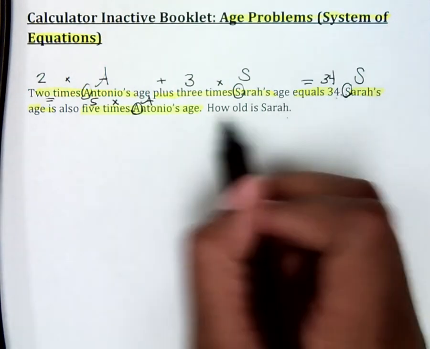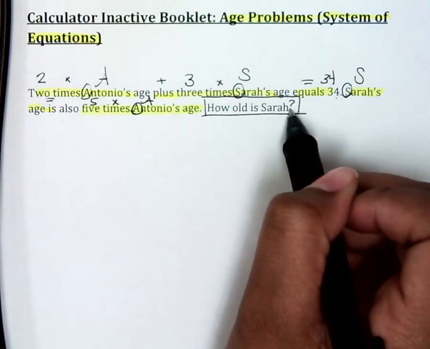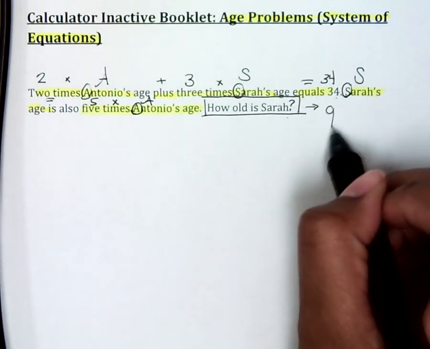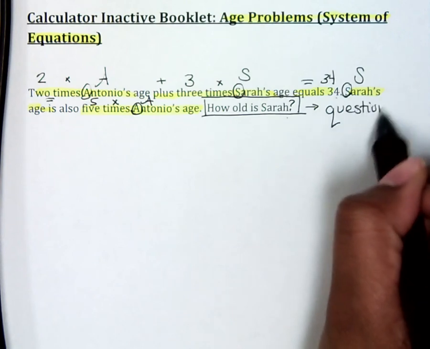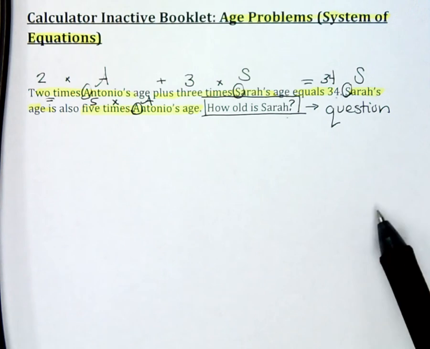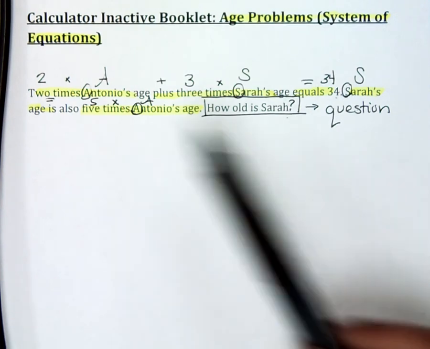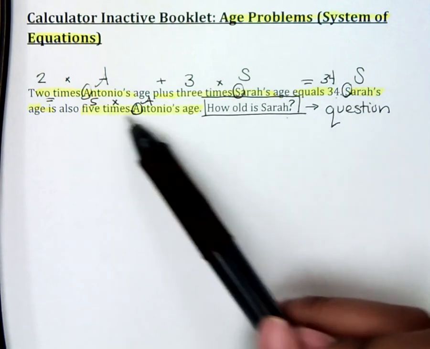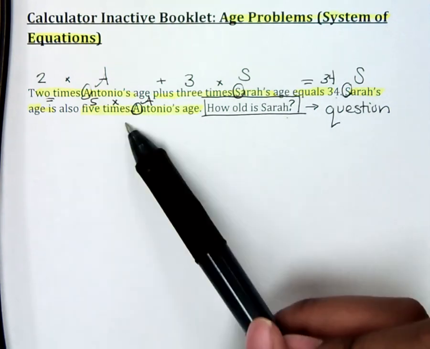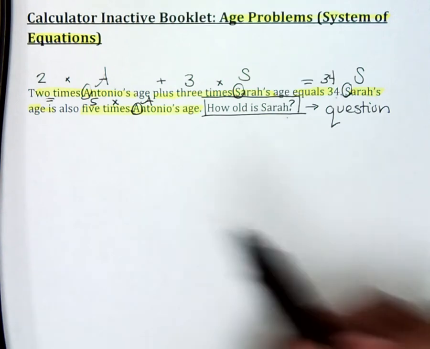How old is Sarah? This is very important. Instead of highlighting it, I'm going to box it, and I'm going to write that's my question. I do not want to forget my question, because I can solve for A and I can solve for S, but if I don't go back and read my question, I may get this problem wrong. So now that I have mathematically written what I read, I'm going to go right underneath my problem. I'm going to rewrite it again so I can see it.